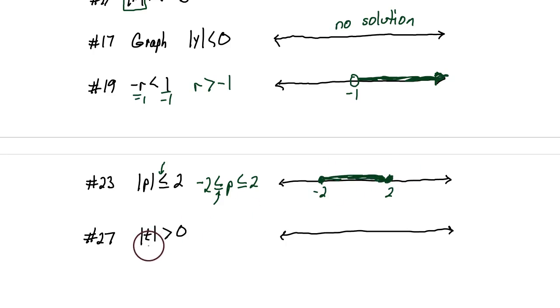Finally, number 27. The absolute value of t is greater than 0. Remember earlier we said that the absolute value of any number will always be greater than 0, except for the special case of 0. So let's find 0, mark it with an open dot, and then shade everything to the right and everything to the left.